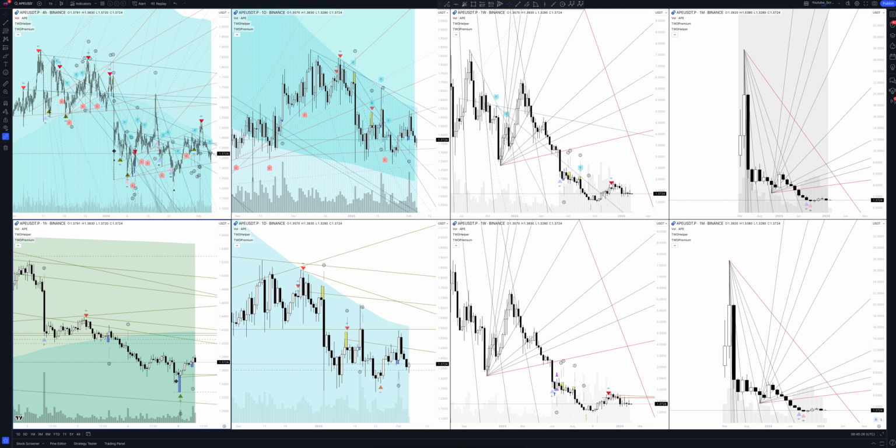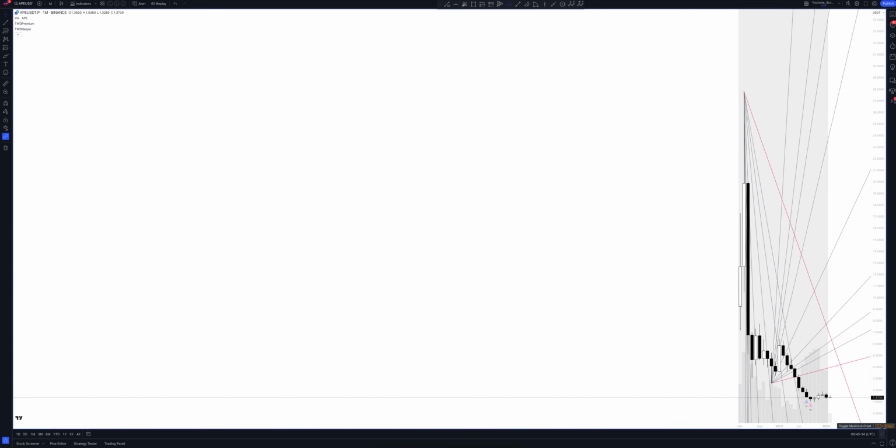Today we will take a look at ApeCoin cryptocurrency. Let's analyze the market situation and find out how you can make money on it. Let's start. We always start our analysis from the global market.